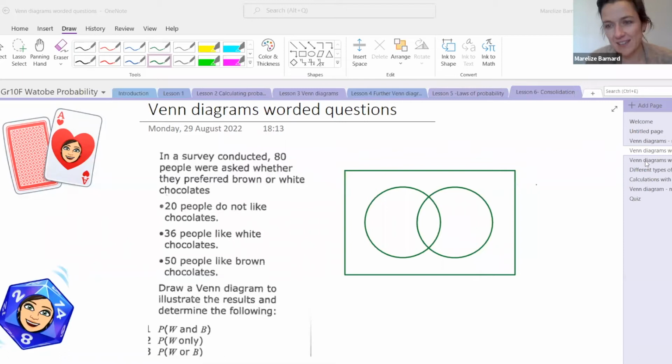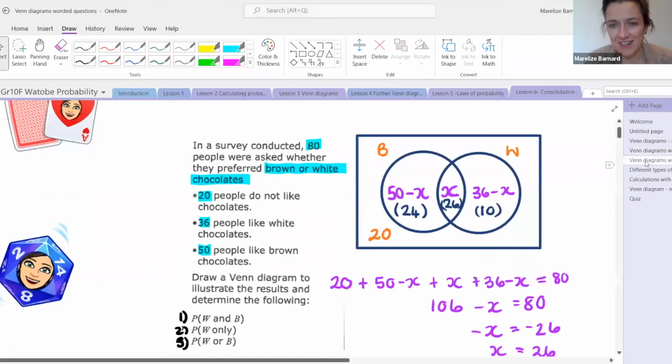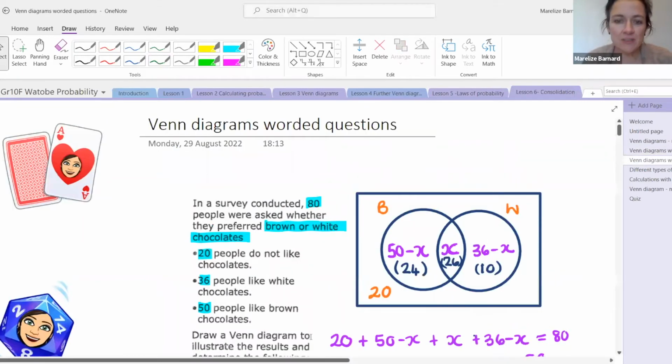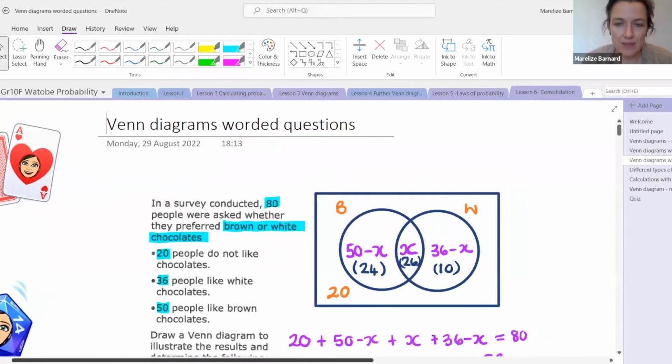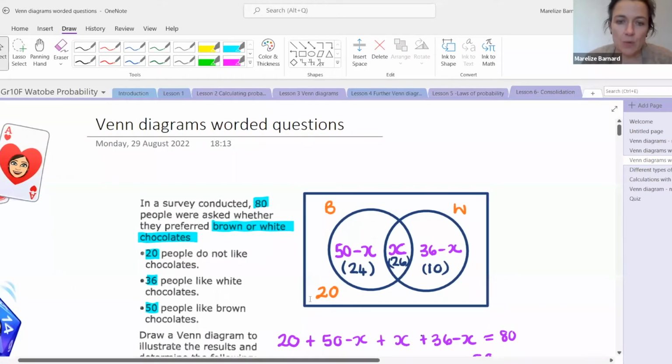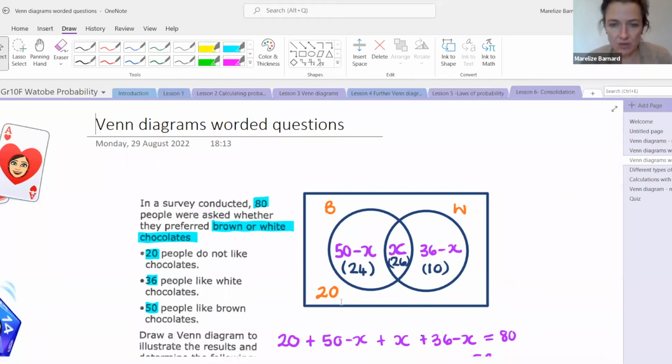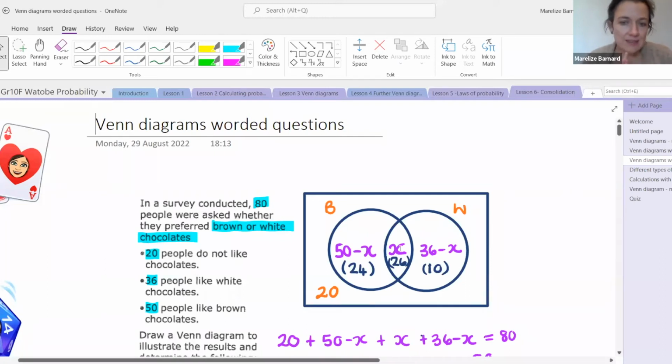Nelo's X is 6. Okay, let's have a look. I've done it here already just to make things go a bit quicker. So we put the 20 outside of the 2 circles because that's the people who do not like chocolate. Then we put the X in the overlap between the brown chocolate and the white chocolate. And then from the number of people who like the brown chocolate, we subtract the overlap. Otherwise, we are double counting.